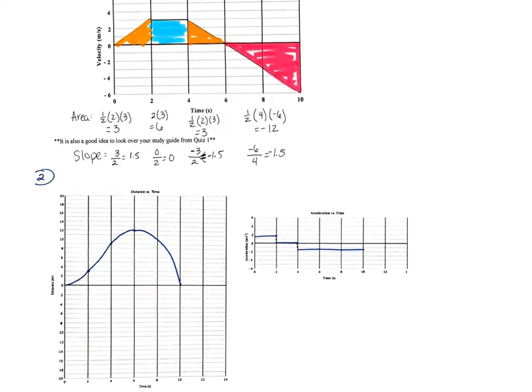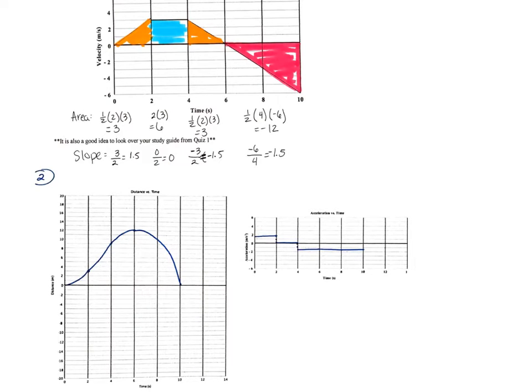Then for your acceleration graph, which to me is the easier graph to do as long as you're good at slope, you're going to find the slope for each section, all right? So this first one is going to be a rise of 3 because it's starting at 0, ending at 3, and it's going for 2 seconds, so your slope is 1.5. Then anytime you have a horizontal line, your slope is automatically 0, so you don't even need to show the work because you're smart enough to know that it is 0.